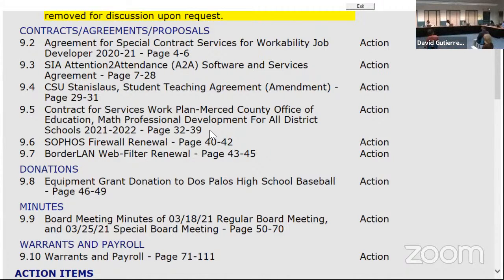I think it's also, I mean, we obviously do benchmark assessments and things like that, so it's tied to benchmark assessments, but if you want to share other stuff. Yeah, absolutely. This is on item 9.5, contract for services with the Merced County Office of Education Math Professional Development for all schools. Is that correct, Ms. Ozzie? Yes. I can say more to it, and like Dr. Miller mentioned, it has to do with the benchmarks that we have established. Benchmarks are basically metrics to see what kids need to be learning by what time.